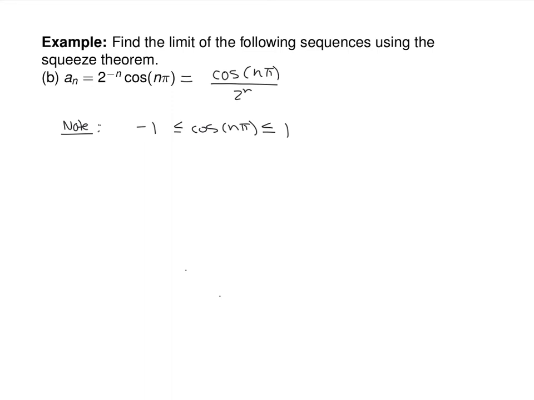And the number inside the cosine, that pi, will affect the speed at which this cosine curve oscillates, but will not affect its amplitude. So you know that cosine is in between negative 1 and 1. So then negative 1 over 2 to the n is less than or equal to cosine n pi over 2 to the n, which is less than or equal to 1 over 2 to the n.